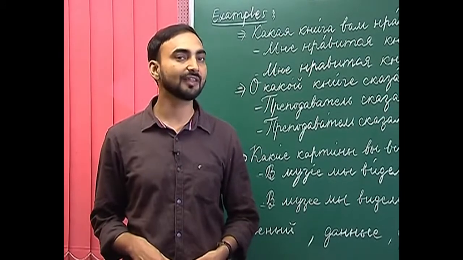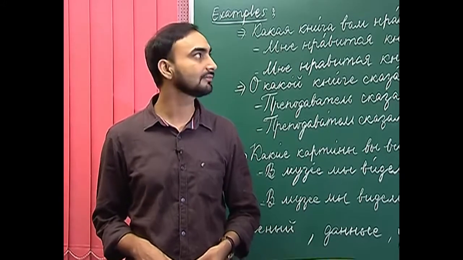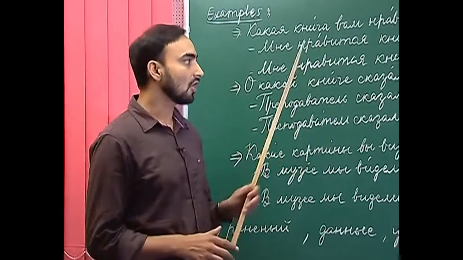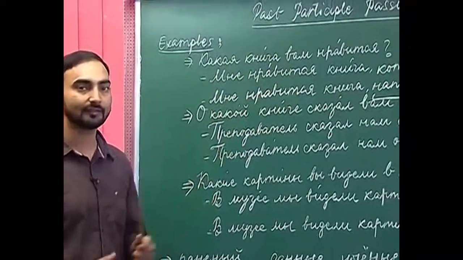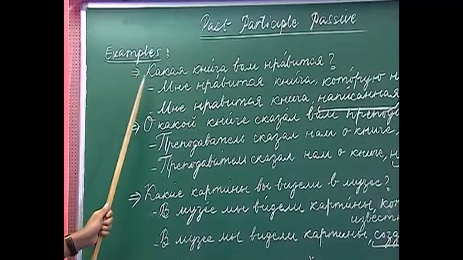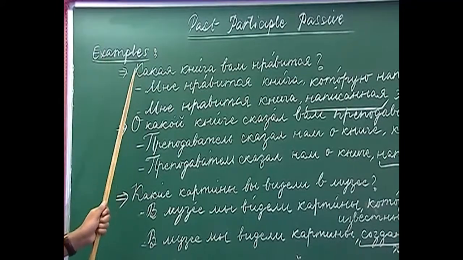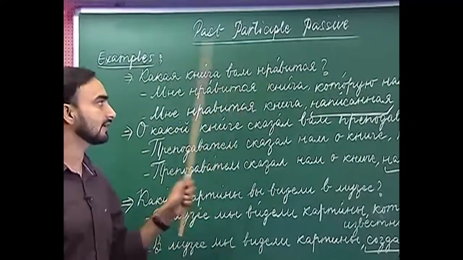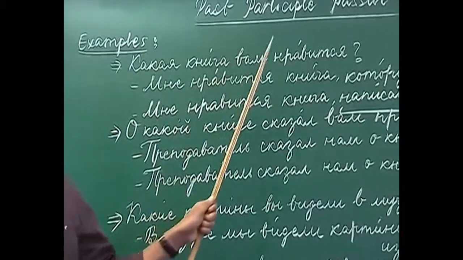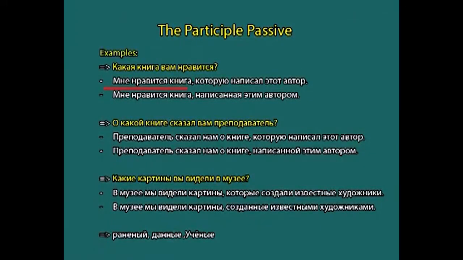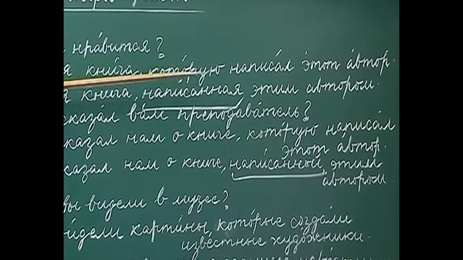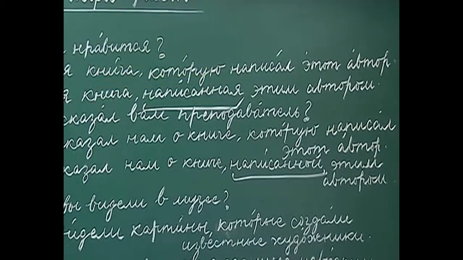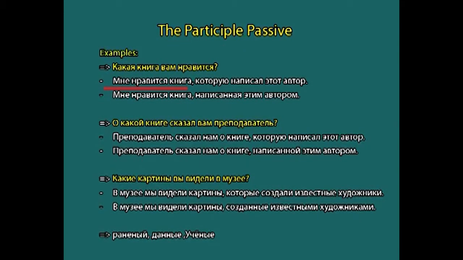Now, let us look at some of the examples of past participle passive. So, how do we use past participle passive in sentences? For this, again I have written a question with какая. Какая книга вам нравится? So, which book do you like? Мне нравится книга, которую написал этот автор. So, here we are using a complex sentence with который. Мне нравится книга, которую написал этот автор. So, I like the book which was written by this author.